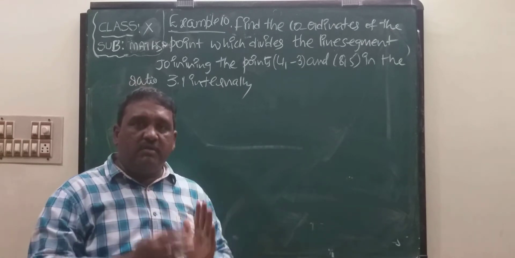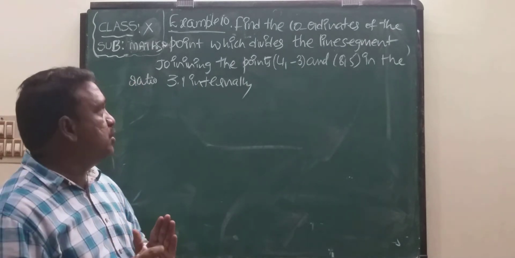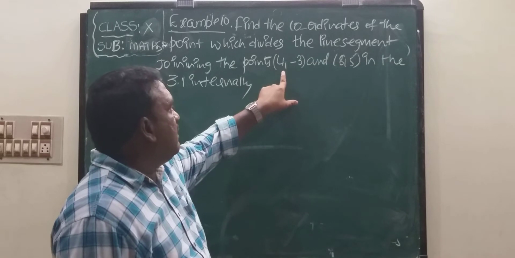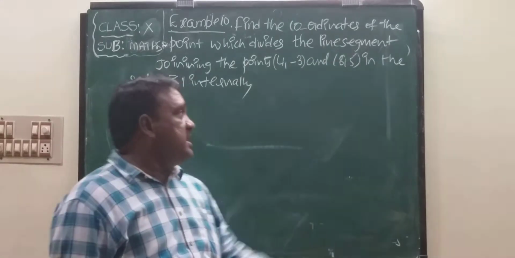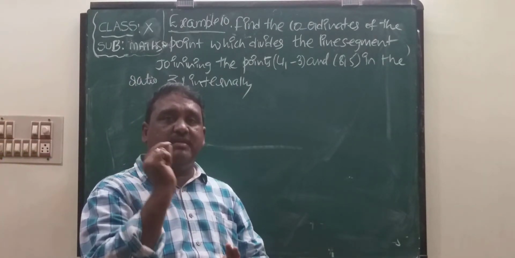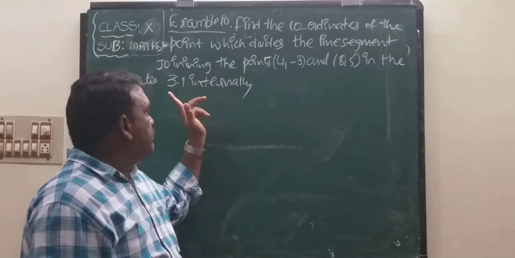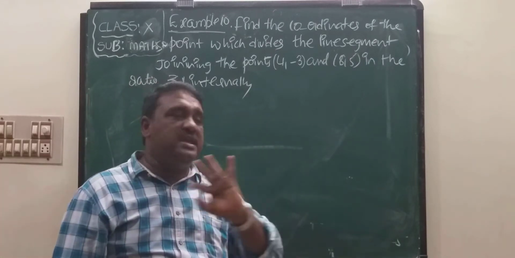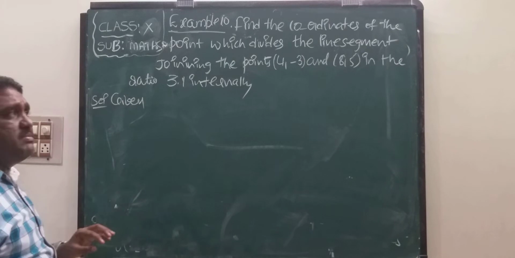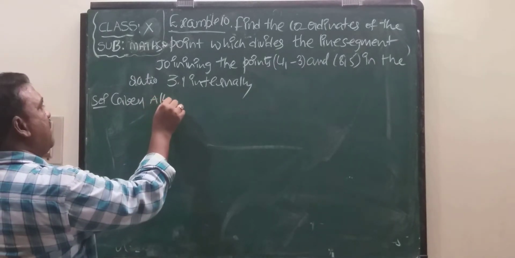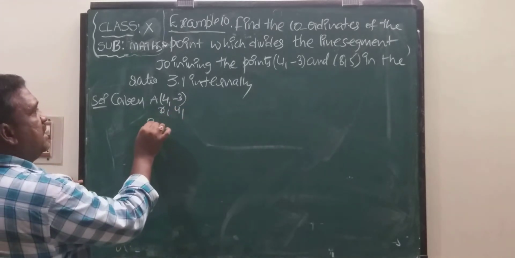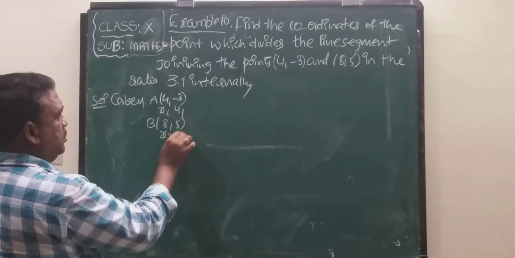So already we covered this model in exercise 7.2. So what is the problem? 2 points are given. First point (4, -3), second point (8, 5) and ratio is given. We need to find out dividing point which divides the line segment in the ratio 3:1 internally. Very easy problem, you know. What is given? Let us name the first point as A (4, -3), this is x1 y1. B (8, 5), x2 y2.